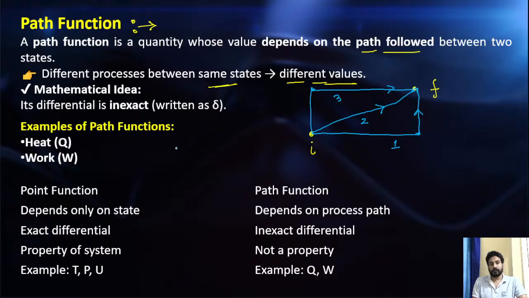So W1 is not equal to W2, is not equal to W3. Why? Because they are path functions. It depends upon the path. Their value can be different if they follow different paths. Is it clear to you? Let's understand this in very easy language, that work done is force into displacement, right?